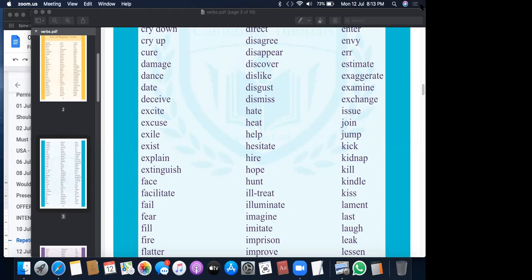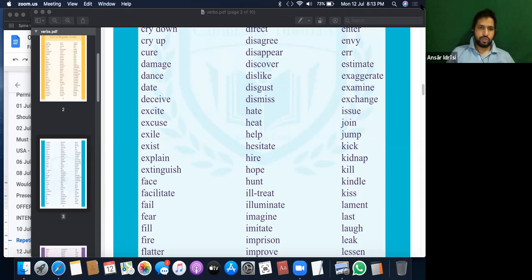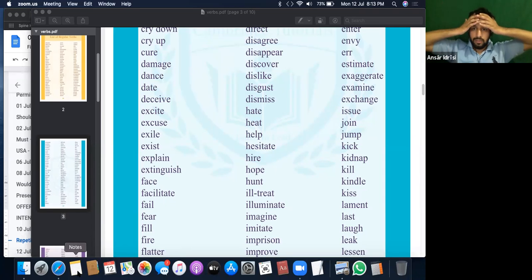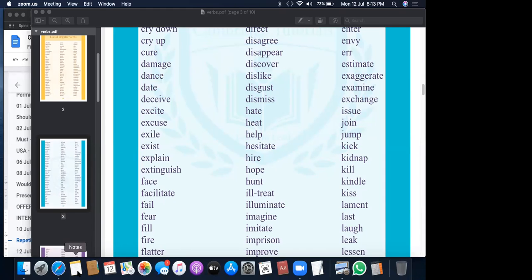Next. They used to share. Did they used to share? They didn't used to share. Share. Next. They used to hire. Did they used to hire? They didn't used to hire. Hire. Next. They used to improve. Did they used to improve? They didn't used to improve.